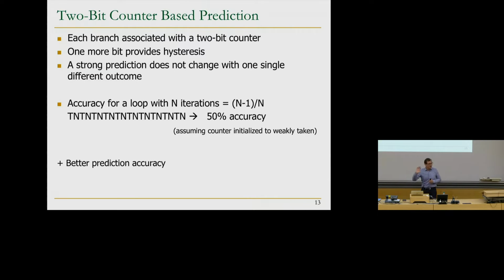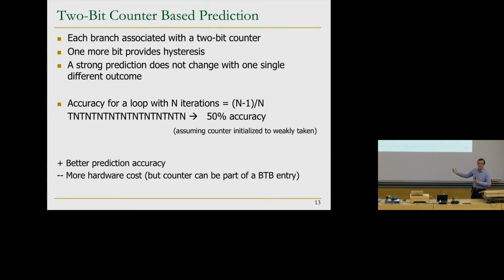Okay, so overall, on the average case, you get better prediction accuracy with this, because as you see, you get 50% here, which we couldn't before. But the downside is more hardware cost. Now you actually have another bit in the counter. And if you want to add more hysteresis, you have 3 bits in the counter, and maybe complex update mechanisms for that state machine. We're basically adding a state machine per branch. But of course, the counter can be part of a BTB entry.